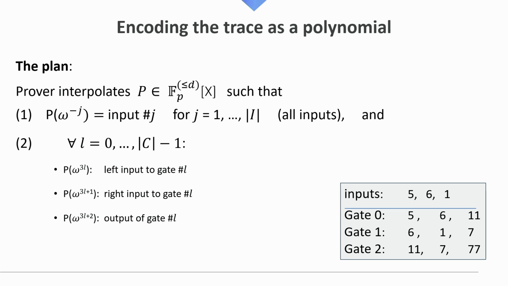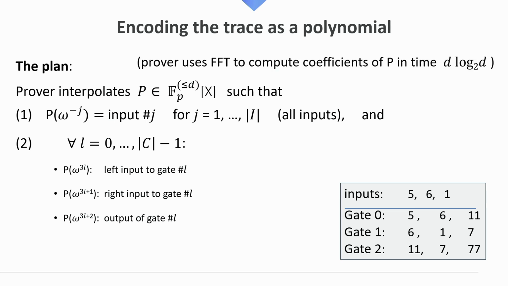And what we do is we always make sure that the 3 neighboring values represent one row. So w to the 3L would represent, for example, the value 6 here. W 3L plus 1 would be 1, and W 3L plus 2 is 7. So the neighboring values always represent one of the rows of the polynomial.